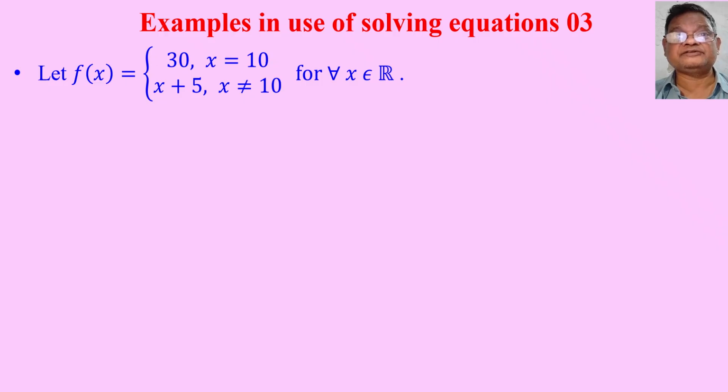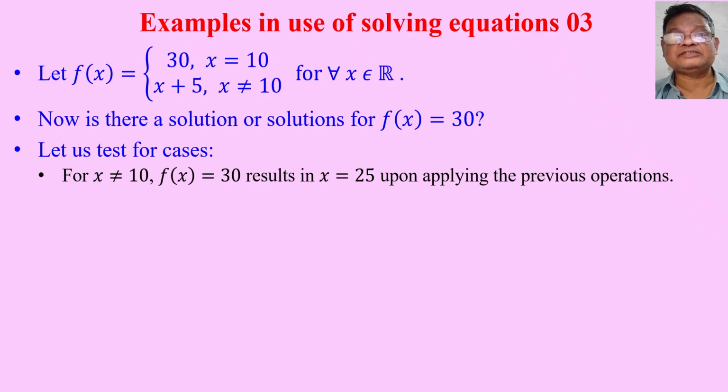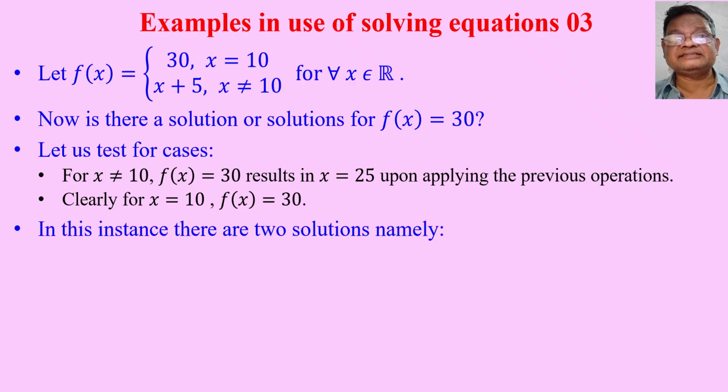For the aforesaid function f(x), where it is equal to 30 when x equals 10 and x plus 5 when x is not equal to 10, is there a solution or solutions for f(x) equals 30? Let us test for the cases. For x not equal to 10, f(x) equals 30 results in x equals 25 upon applying the previous operations. Clearly for x equals 10, f(x) equals 30. In this instance, there are two solutions, namely x equals 25 and x equals 10.